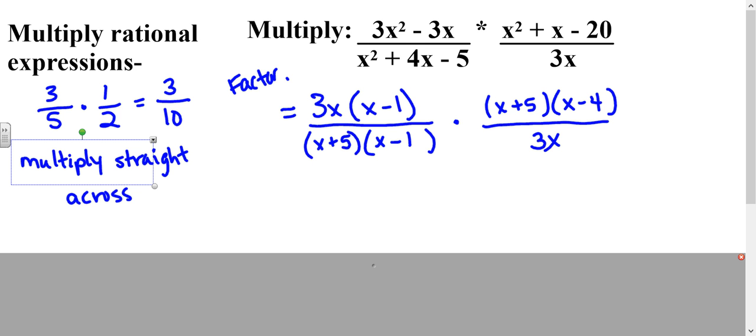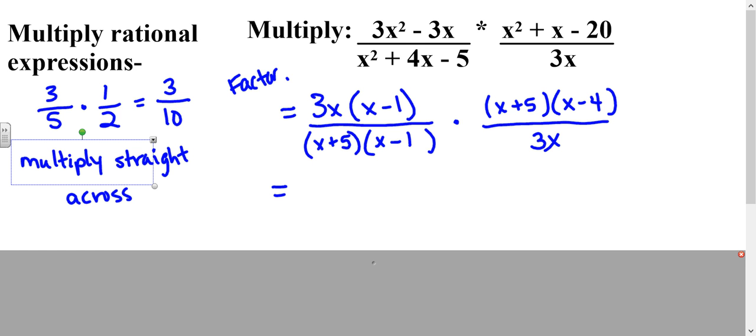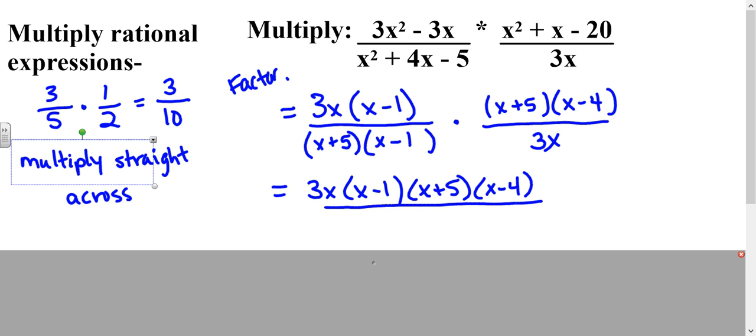Okay, now I can go ahead and cancel things out first, or I can go ahead and multiply straight across first, however you would like to do that. So if I multiplied straight across first, I'm just going to keep everything in its factored form. I'm not actually going to multiply anything. So I'm going to have 3x, I'm going to have x minus 1, I'm going to have x plus 5, and I'm going to have x minus 4, all in the numerator. Because if I multiply it, I'm just putting them all together. Then on the bottom, I would have x plus 5, I would have x minus 1, and I would have 3x. And I usually like to put those in the front, because then it's easier to pick out.